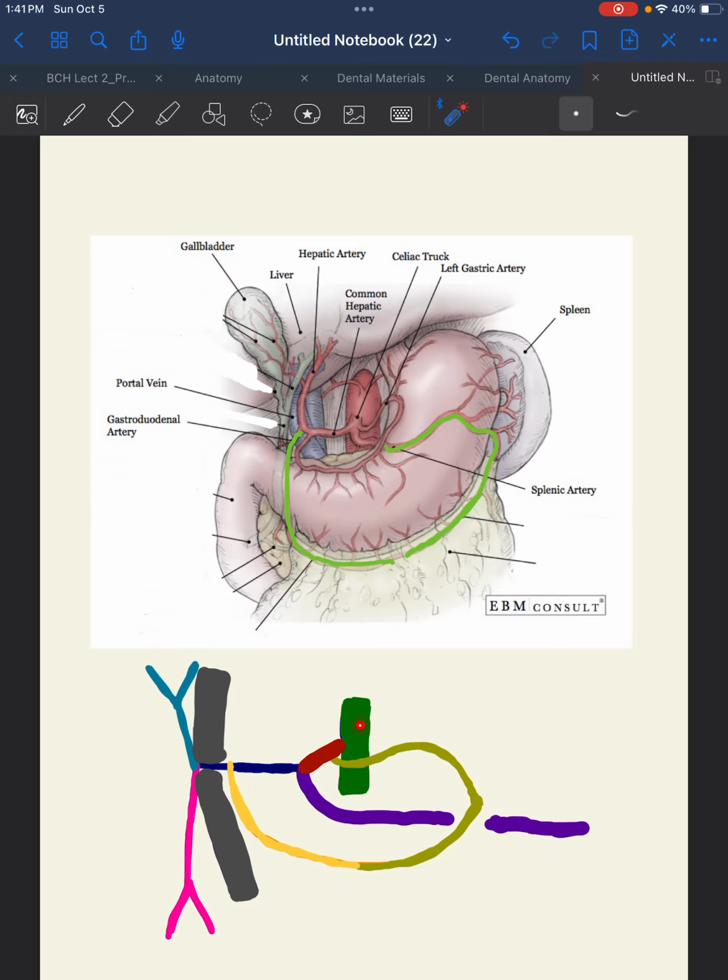So in the green, that's the abdominal aorta. In the red, that's the celiac trunk. And then in the yellow, it's branching off into the left gastric artery. It's also branching off into the purple splenic artery, traveling towards the spleen. In blue, we have the common hepatic artery. And in yellow, we have the right gastric artery. And then from the common hepatic artery, you will have the proper hepatic artery branching off into the left hepatic artery and right hepatic artery. And inferior to that, you will have the gastroduodenal artery traveling inferiorly. And then underneath the proper hepatic artery, you will have the portal vein in gray.